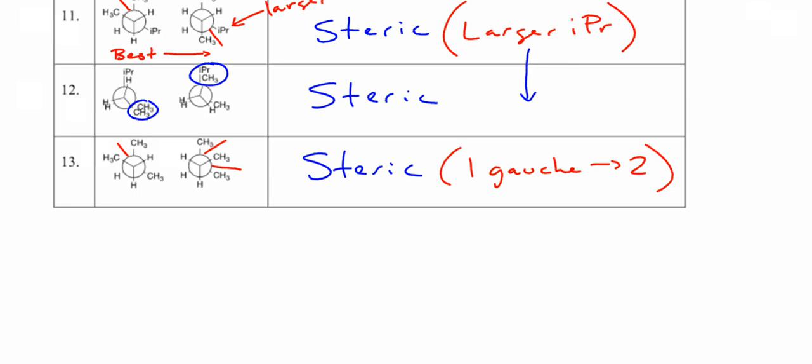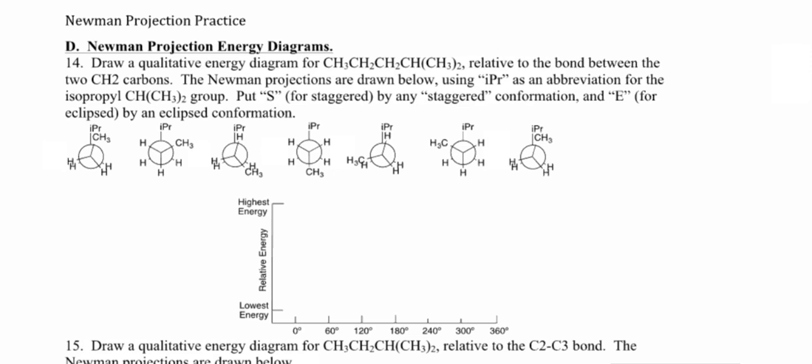The final page works on Newman projection energy diagrams, and I think these truly show your understanding of which projections and which formations have a lower or higher energy based on the strain that exists. And it makes you understand the difference between eclipsed and staggered.